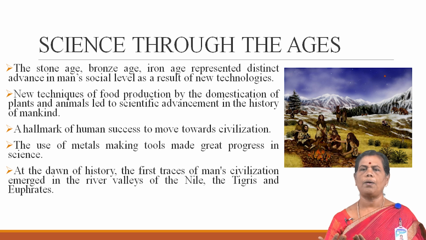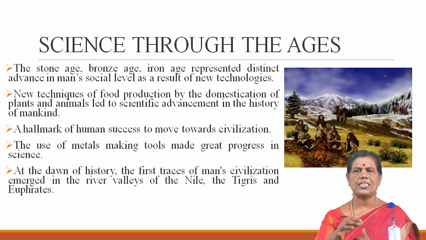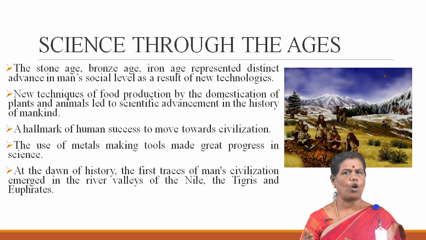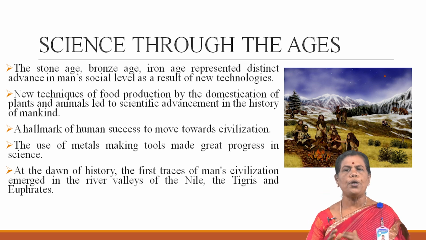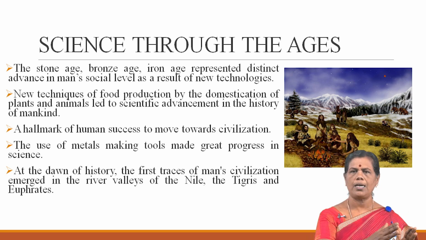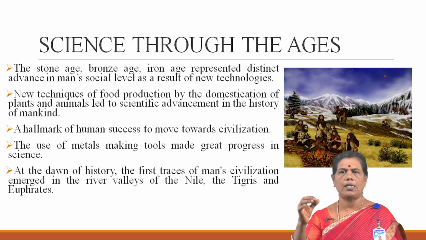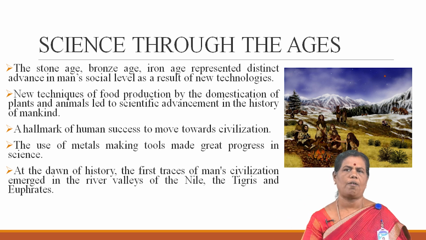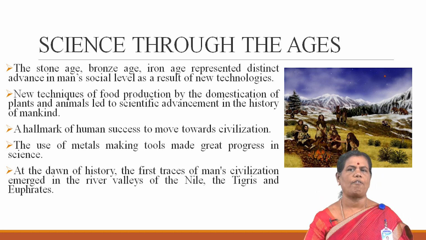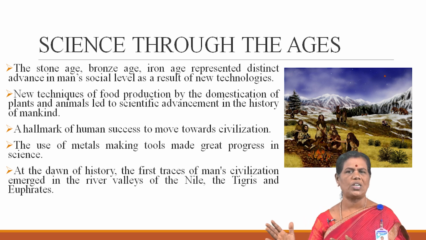The Stone Age, the Bronze Age, and the Iron Age. These ages represented distinct advances in man's social level as a result of new technologies and new techniques of food production. In the river valleys, he got a settled life, and from that life, he learned new techniques of production by the domestication of plants and animals. This led to scientific advancement in the history of mankind. So, it was a hallmark of human success to move towards civilization.